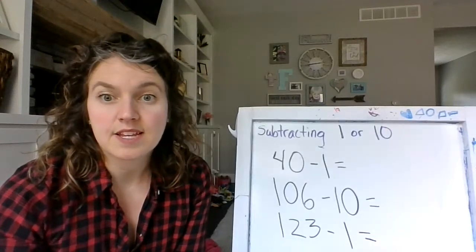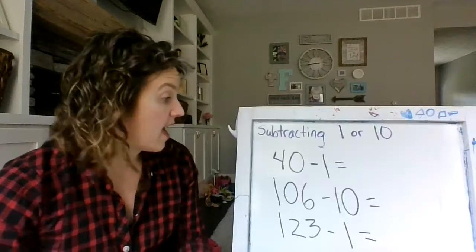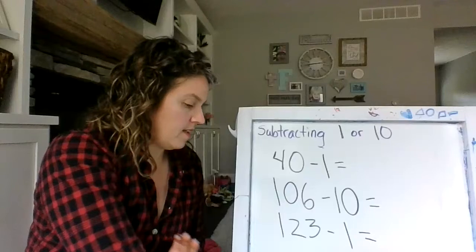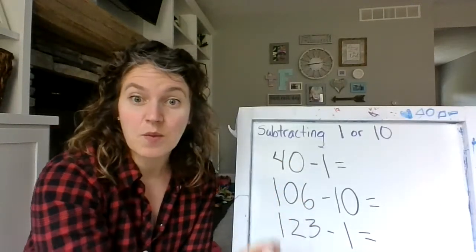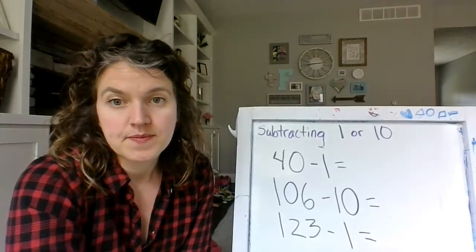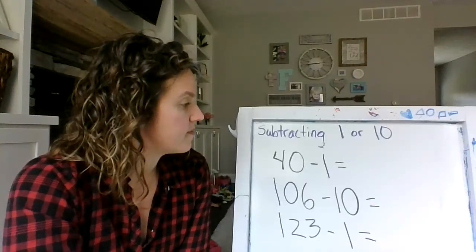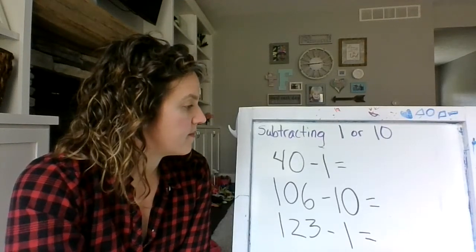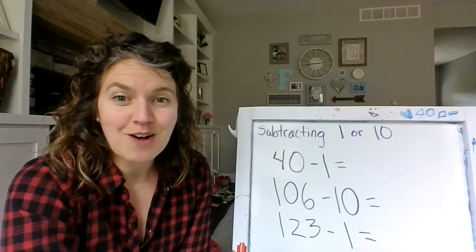Okay. Take a second to try to figure those out. If you need to draw a picture, draw a picture. If you need to count backwards, count backwards. If you know how to do it because of your place value knowledge, do that. 40 take away 1, 106 take away 10, and 123 take away 1. All right, if you need more time, go ahead and pause the video, but if you're ready to go, let's see how well you did.